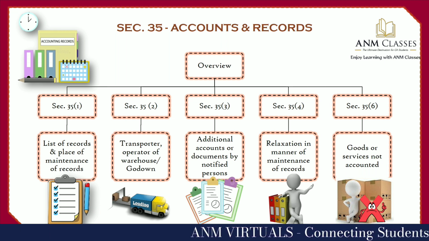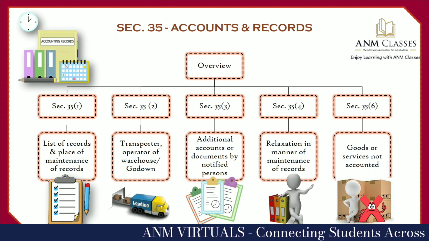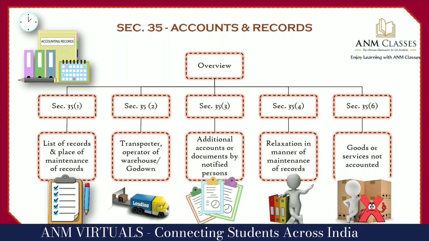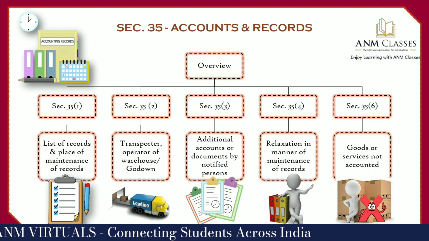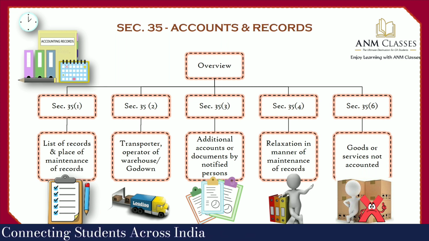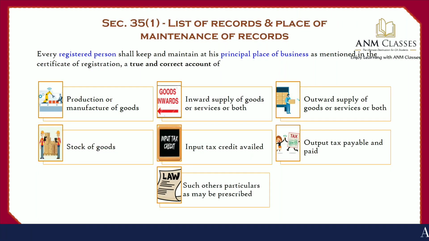35 subsection 3: additional accounts or documents by notified person. 35 subsection 4: relaxation in manner of maintenance of records. 35 subsection 6: goods or services not accounted. When we see each section one slide at a time in detail, we will have a very good idea. Then we will consolidate what section 35 is.